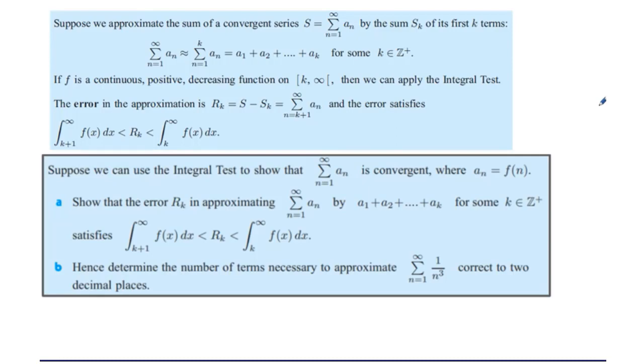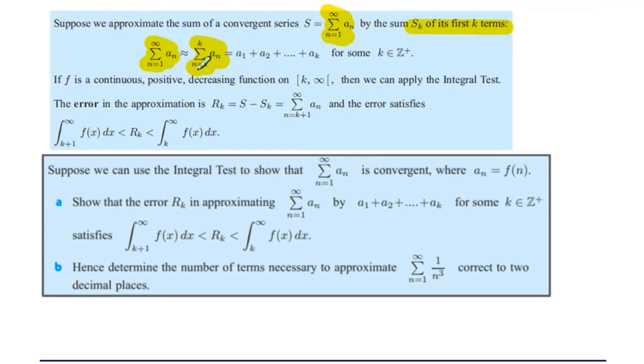Suppose we approximate the sum of a convergent series S, which is the sum from n equals 1 to infinity of all the terms in the sequence. If we approximate this by summing only the first k terms, then what we're saying is that the true sum, as in the sum of all of the terms in the sequence, is approximately equal to the sum of the first k terms in the sequence.